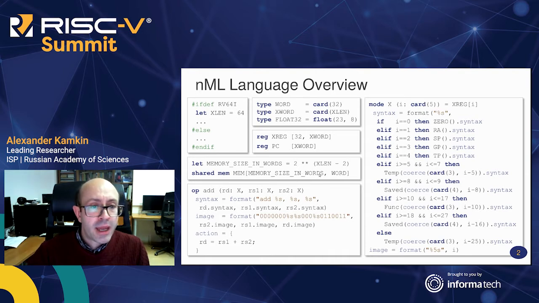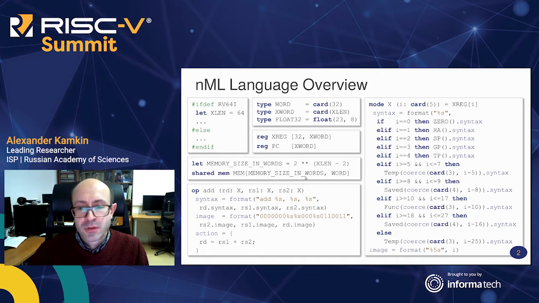Here is how NML specifications look. We have constants, we have data types, bit vectors interpreted as signed or unsigned integers or floating point numbers. We have registers and memory. We have so-called addressing modes, encapsulating functions for accessing those registers and memory, and also operations, the main part. Each operation is described with the help of three attributes: assembly syntax, binary encoding, and semantics, the action. The language also supports AND-OR rules that make it possible to compose complex operations from simpler ones.